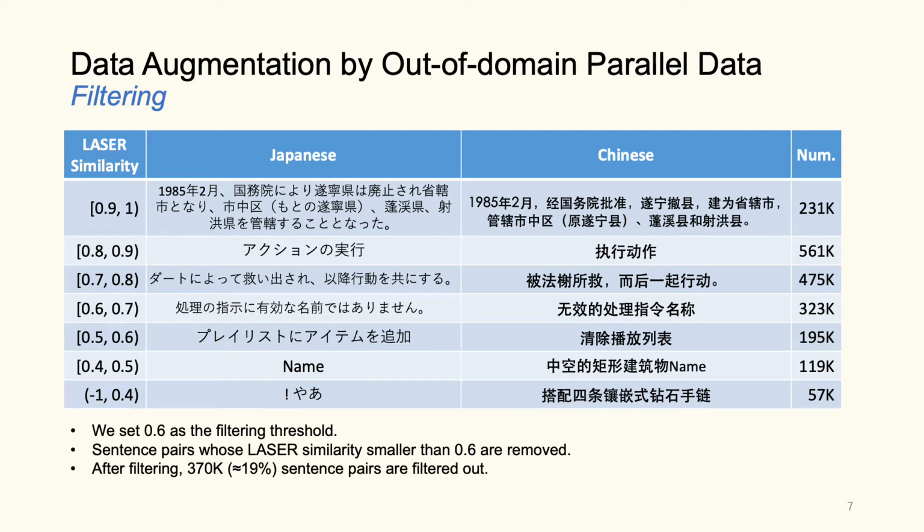So in this table, we can see that if the similarity is over 0.6, the alignment quality is very good. So we set 0.6 as the filtering threshold, and sentence pairs whose LASER similarity is smaller than 0.6 are removed. And after such filtering, 370,000 sentence pairs are filtered out.